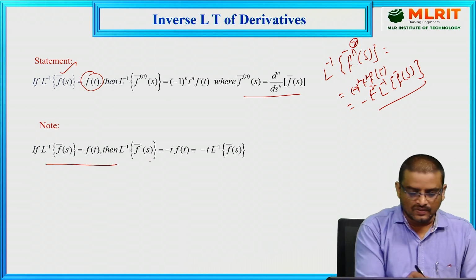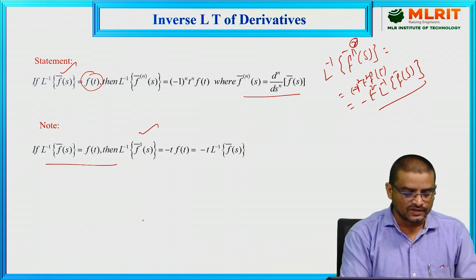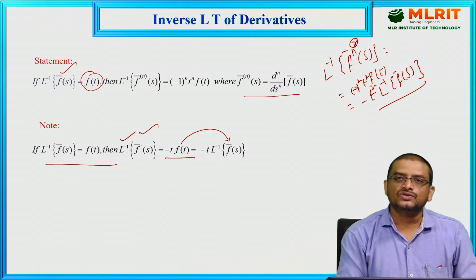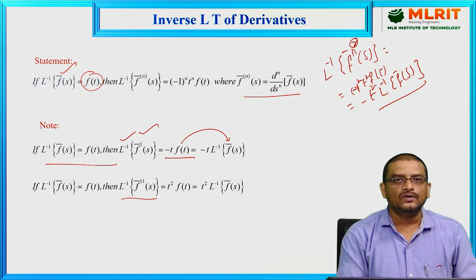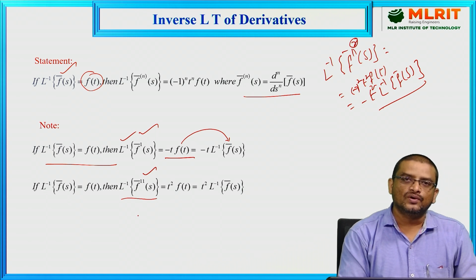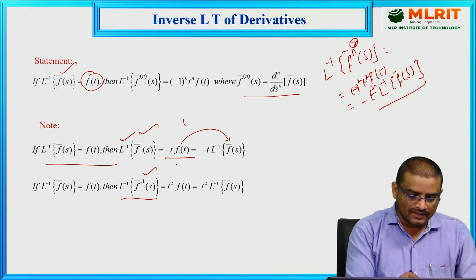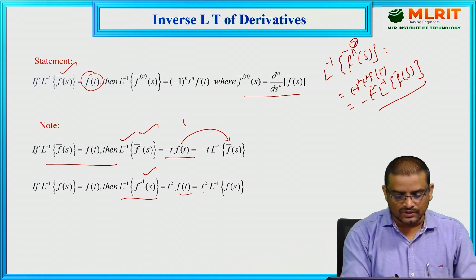So this is the formula we have discussed now. For the L inverse of f bar dash of s, the first derivative of f bar of s, the value is equal to minus t into f of t, where that f of t can be written as L inverse of f bar of s. And similarly, for the second derivative, if you want the inverse Laplace transform of f bar double dash of s, then the minus sign becomes positive and t becomes t square, that is, t square into L inverse of f bar of s.